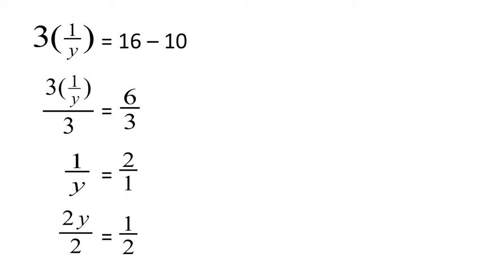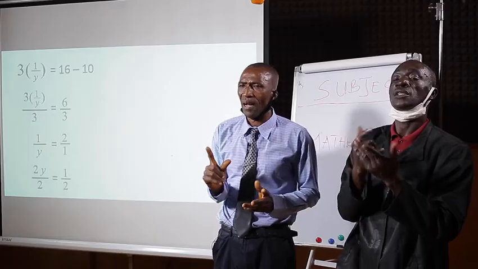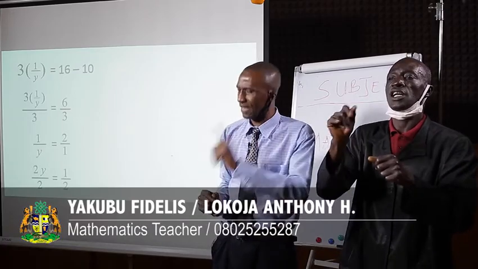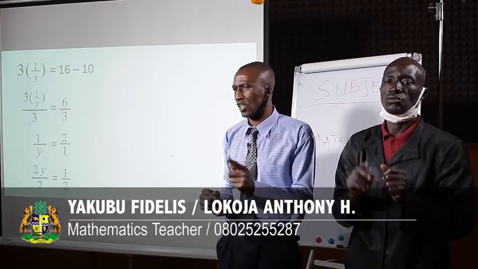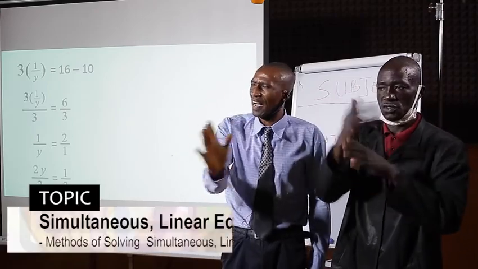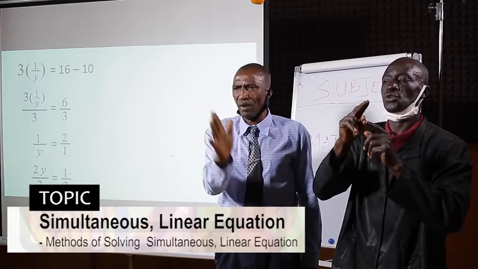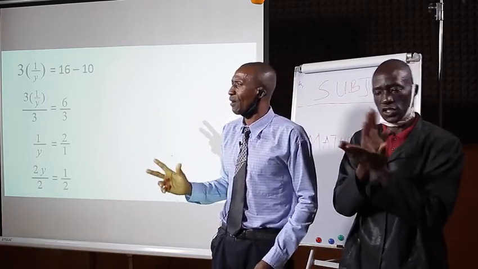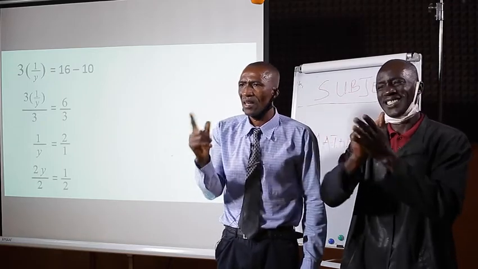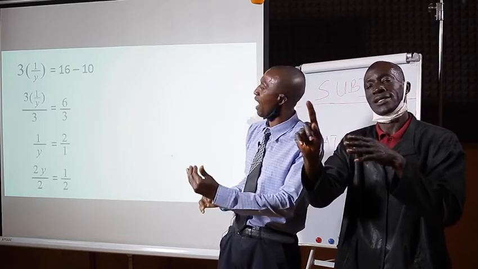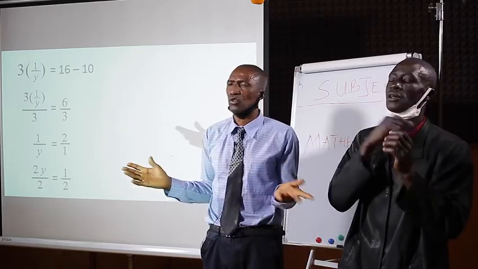Where is 1 coming from? 2 as a whole number can be written fractionally as 2 over 1. Why? Because 2 divided by 1, the answer remains 2. Or alternatively, any number divided by 1, the answer equals to that number. So I now have 1 over y equals to 2 over 1.